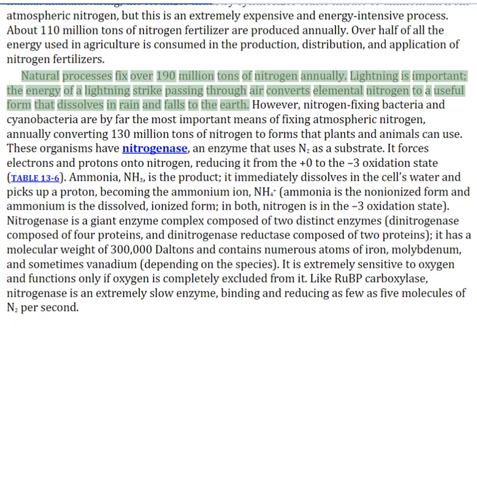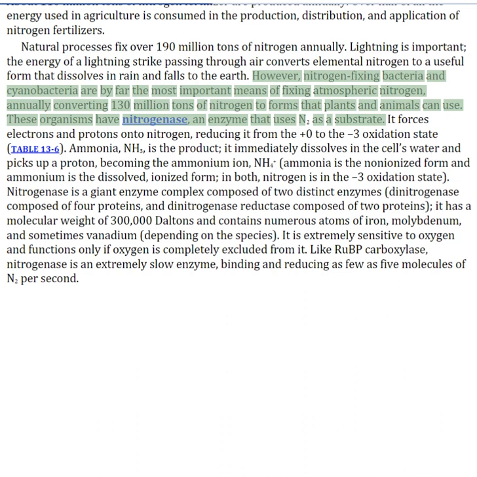Natural processes fix over 190 million tons of nitrogen annually. Lightning is important. The energy of a lightning strike passing through air converts elemental nitrogen to a useful form that dissolves in rain and falls to the earth. However, nitrogen-fixing bacteria and cyanobacteria are by far the most important means of fixing atmospheric nitrogen, annually converting 130 million tons of nitrogen to forms that plants and animals can use.